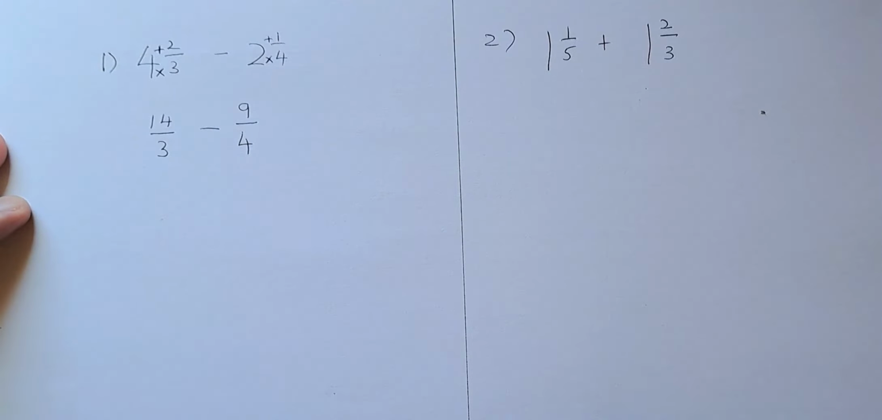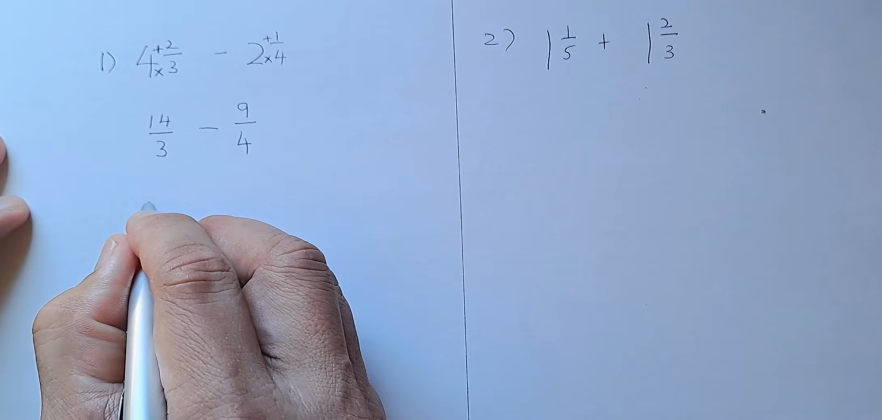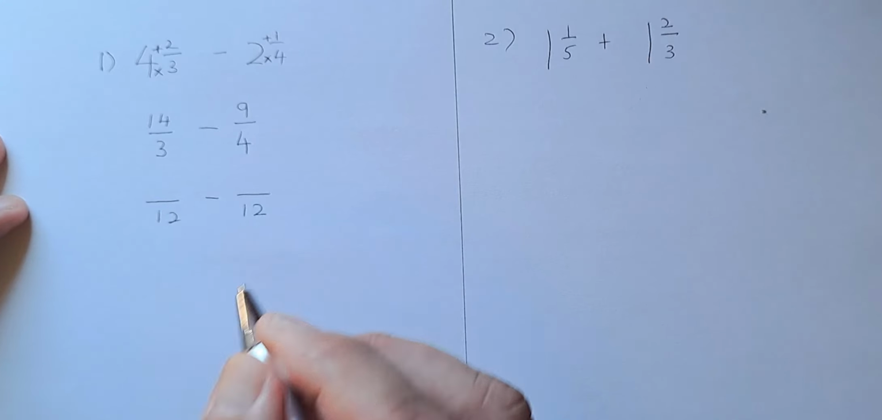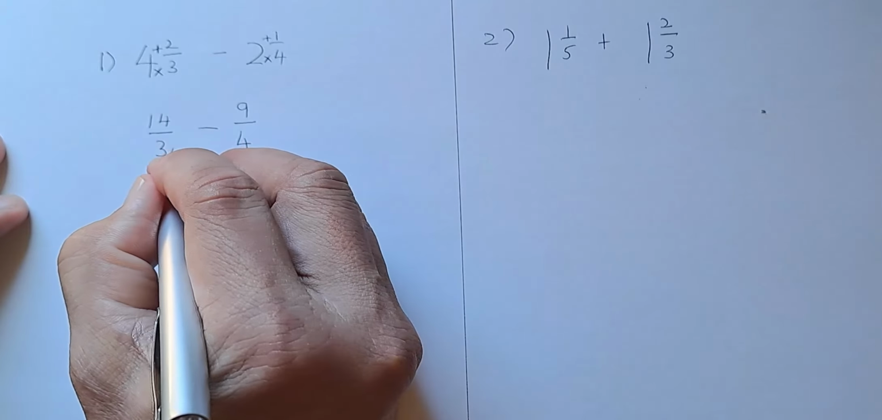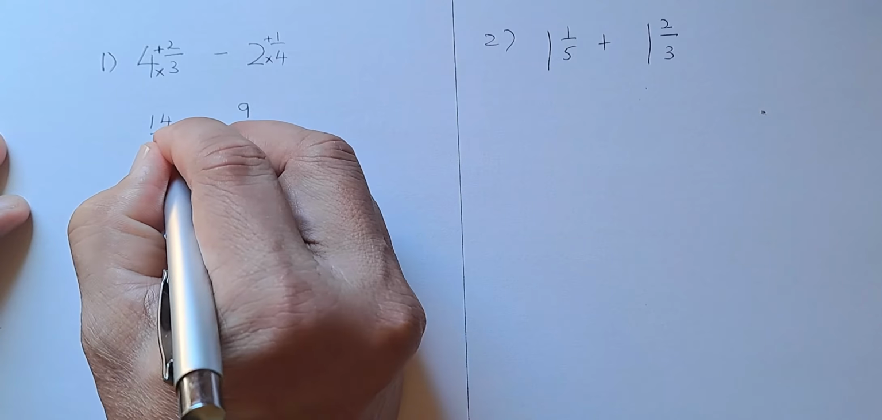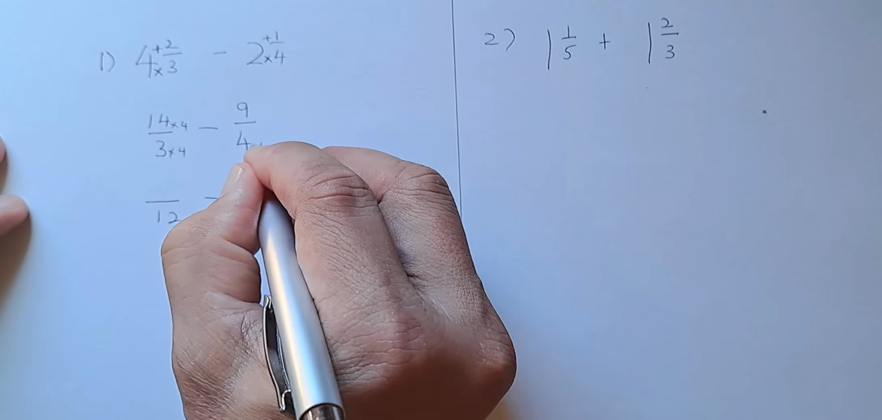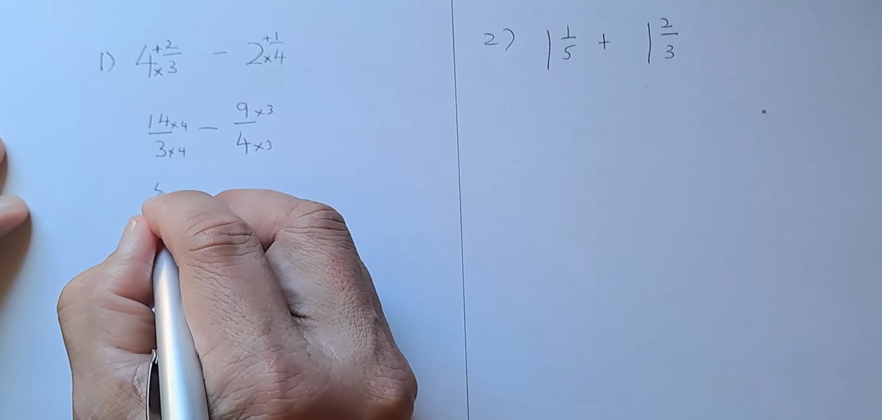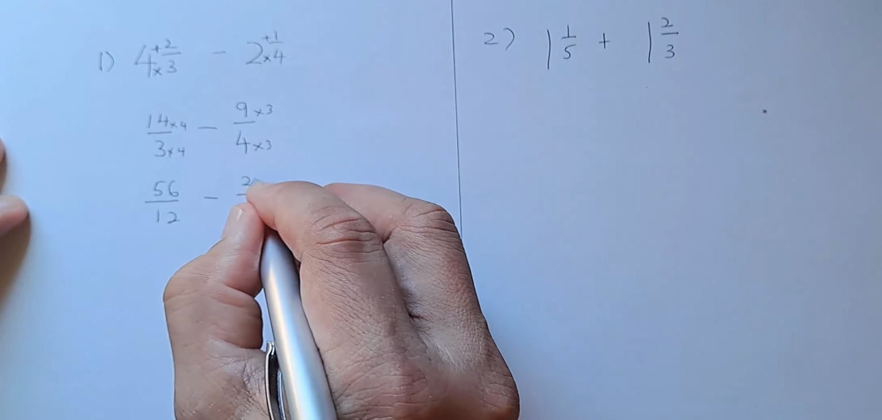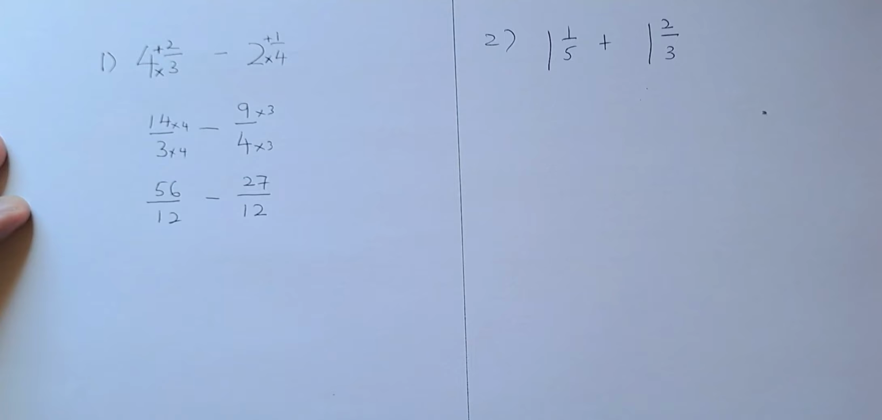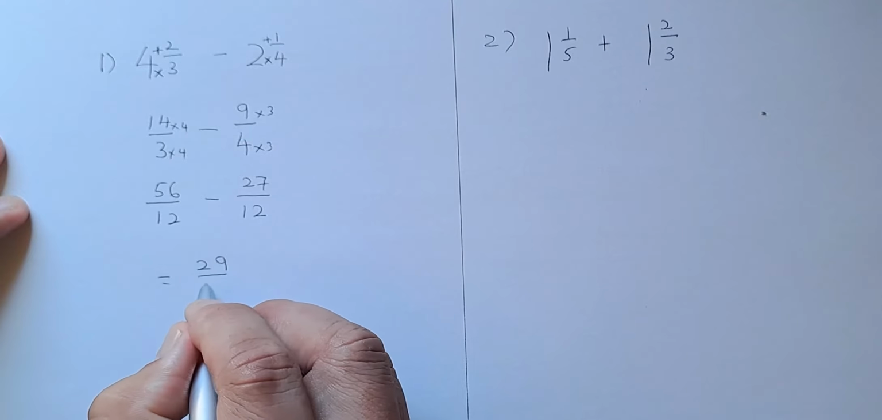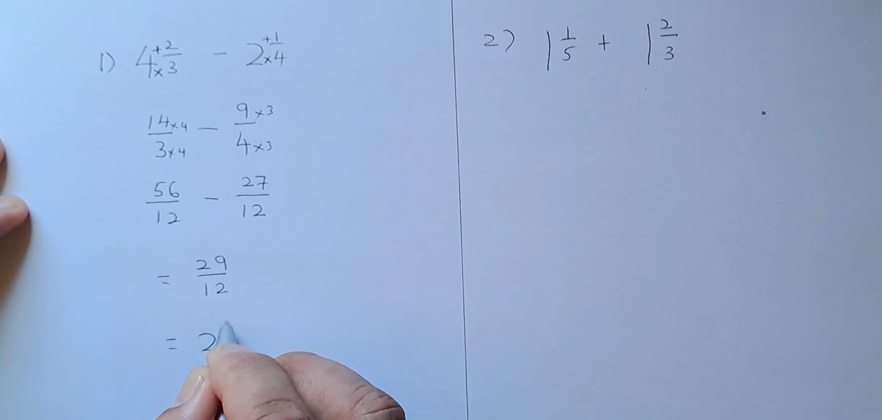Next step, you must find the common denominator. The lowest common denominator is going to be 12, because 3 times 4 is 12. So you multiply the first fraction by 4, and the second fraction by 3 because 4 times 3 gives you 12. So 14 times 4 is going to be 56, and then 9 times 3 is going to be 27. Once they are in the same denominator, you can subtract them. So 56 minus 27 is 29. The denominator is 12, and the answer is going to be 2 5/12. So that is the first example.